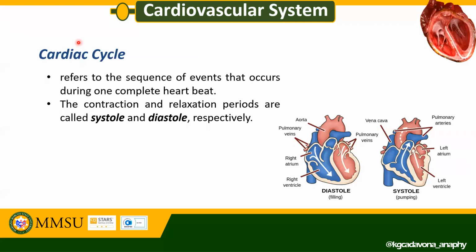So we have the cardiac cycle. So when we see cardiac cycle, this is the sequence of events that occurs during one complete heartbeat ng animal. Or in the other hand, ito yung complete cycle of cardiac contraction and relaxation. So hanggang dito lang tayo kasi masyadong deep na if we go further on it. Now what are these two terms? Ano yung kinalaman ng mga to in the cardiac cycle?